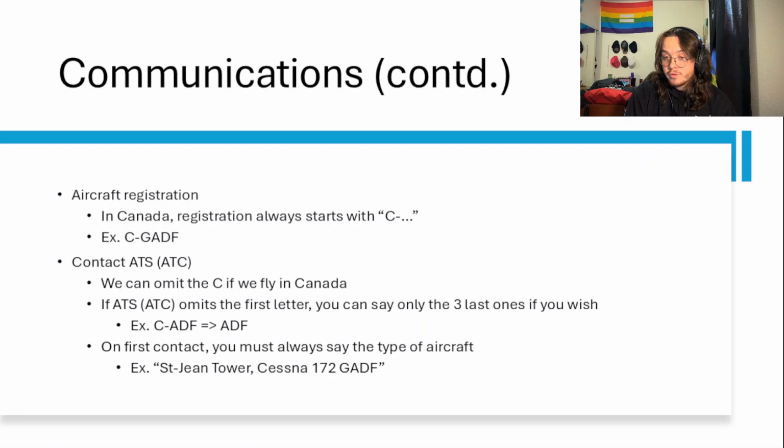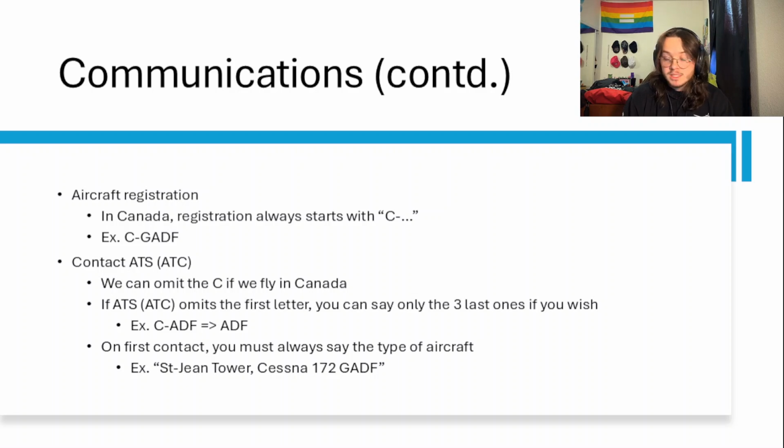We can omit the C if we're flying in Canada. I don't have to say the C at the beginning of all of my transmissions because we're in Canada. So the operator, the person I'm talking to, assumes so. If I'm American, I would say November at the beginning of my transmissions. In Canada, I'd have to say it because it's not a Canadian airplane. I think France is FR. Every country has their own little thing. They don't always make sense with the name of the country.